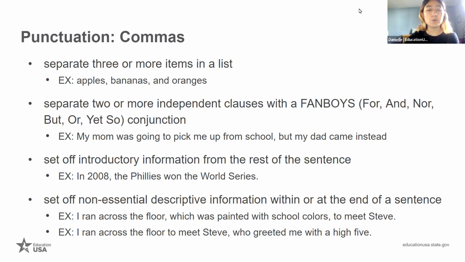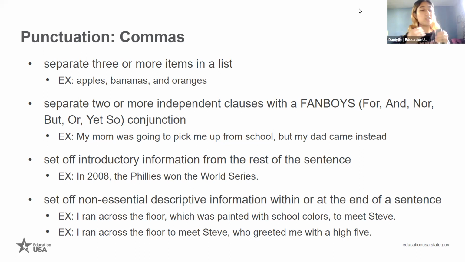Okay, guys. Next one. Use a comma to separate introductory information from the rest of the sentence. In 2008, the Phillies won the World Series. I don't even know if that's accurate. I don't even watch the World Series. I'm sorry, guys. Don't fact check me. But yeah, in 2008, comma. And then you say the rest of the sentence. And then lastly, to set off non-essential descriptive information with or within or at the end of the sentence.